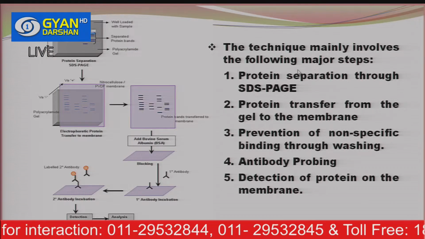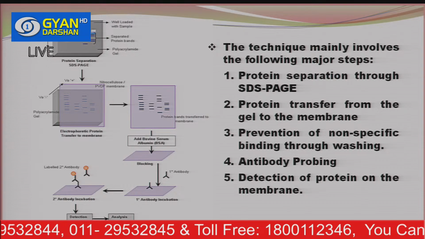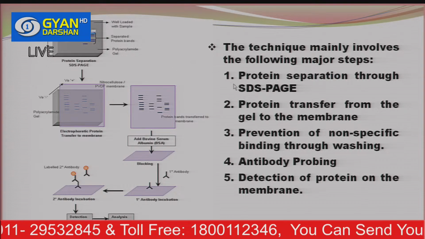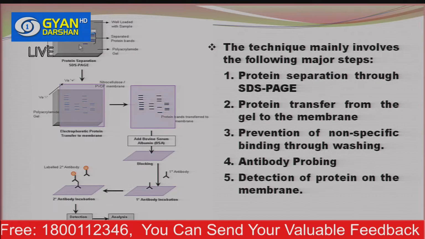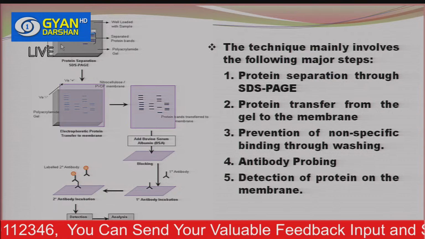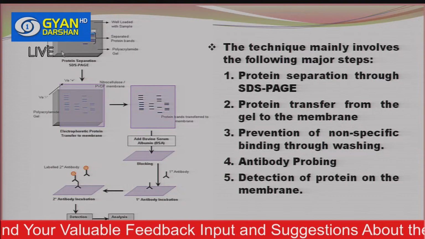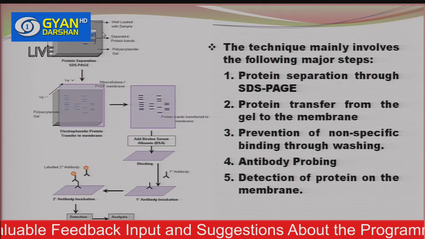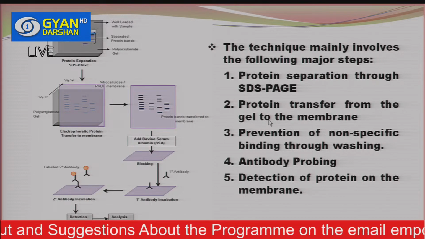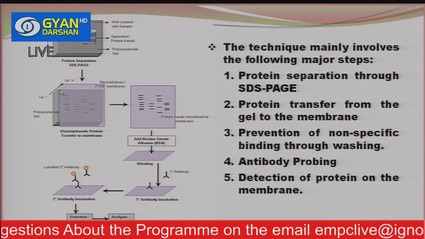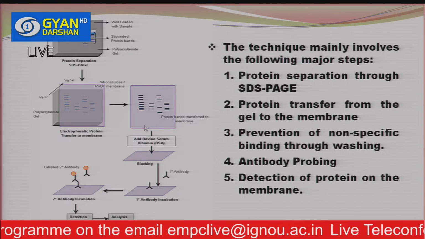This technique mainly involves the following major steps. There are 5 steps involved in Western blotting. First is protein separation through SDS-PAGE. SDS-PAGE is a technique we can utilize to separate proteins or antigens. Second is the protein transfer from the gel to the membrane. Here we can transfer the proteins onto the particular membrane.